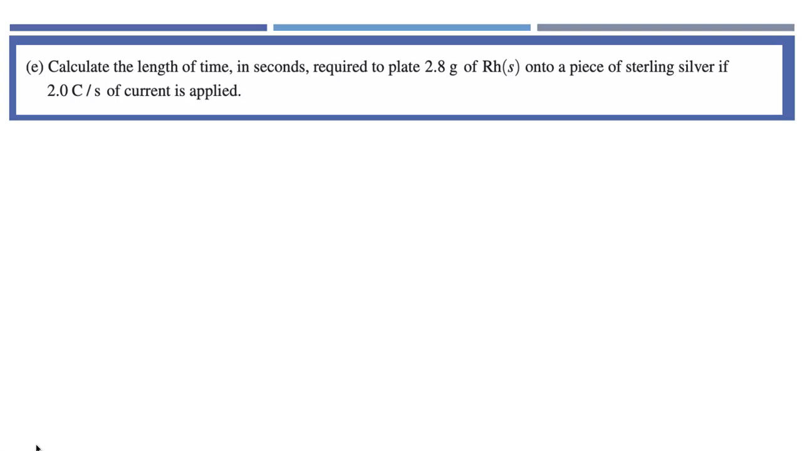And there's one more part. Calculate the length of time in seconds required to plate 2.8 grams of rhodium metal onto a piece of sterling silver if 2.0 coulombs per second of current is applied. I really think of these kinds of problems from a dimensional analysis standpoint. But let's work through it. We need to plate out the rhodium metal from that solution containing rhodium ions. The half reaction that really matters here is the reduction of the rhodium ions to rhodium metal.